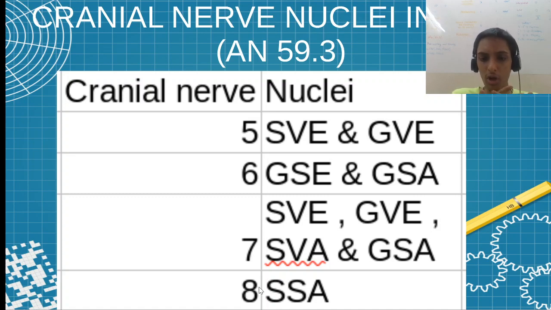And the eighth one is going to supply your what? Sorry, not ossicles. It is going to supply the inner ear. Inner ear consists of cochlea, organ of Corti, semicircular canals, and the vestibule. All this will be supplied by the eighth nerve. So for 5 we have SVE and GVE. For 6 we have GSE and A. For 7 we have SVE, S and GVE, then SVA and GSA. For 8, SSA. If you know the second nerve, the eighth nerve is very easy. SSA, even the second nerve also the same.